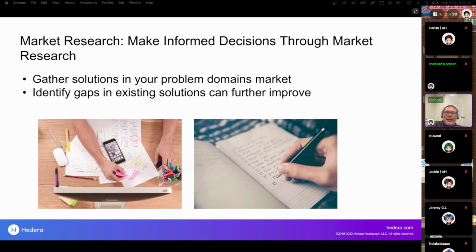How big is your market? What is your total addressable market? Are you building something that will be used just by a handful of people or enterprises, or are you building something that can really be adopted by the masses? That's going to help you as you think about what to build.